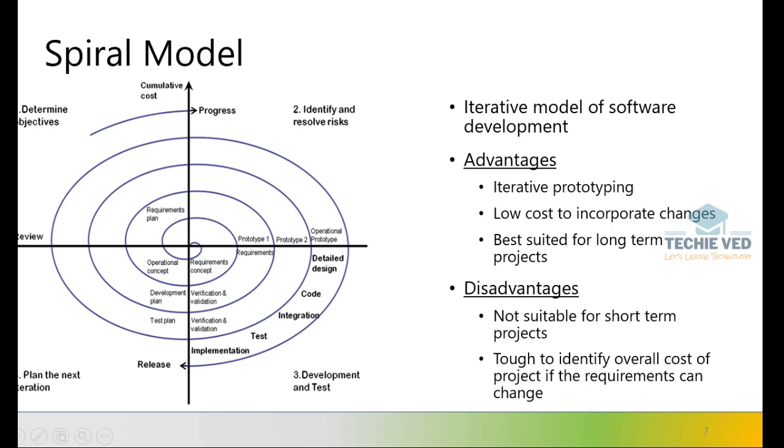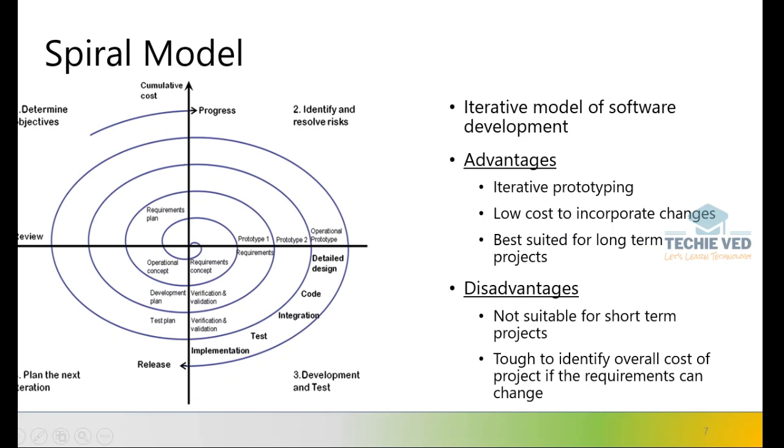So the difference between this and the earlier prototyping model is that you will be determining the objectives, identifying the risks, and trying to resolve them. You'll go through development and plan the iteration. So you'll be doing this in an iterative way, where all the things come into the picture. Because of this, the cumulative cost is going to be reducing. It moves towards progress.